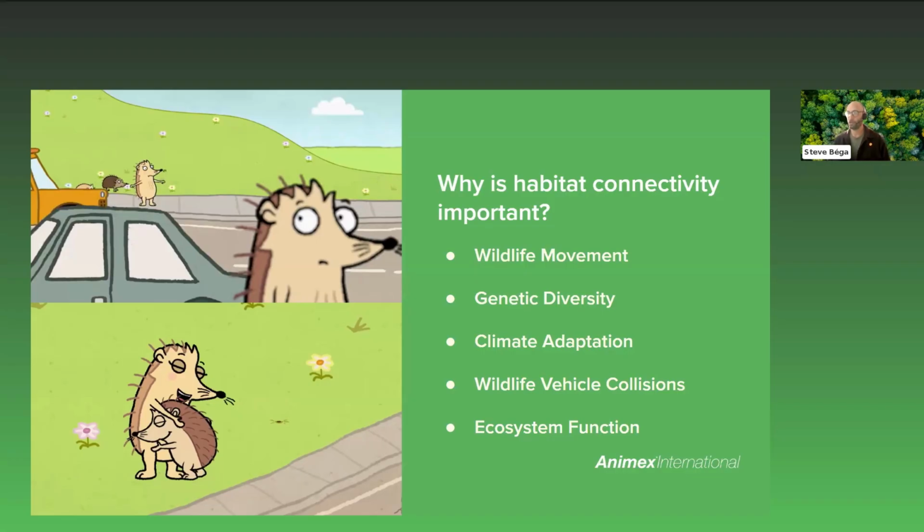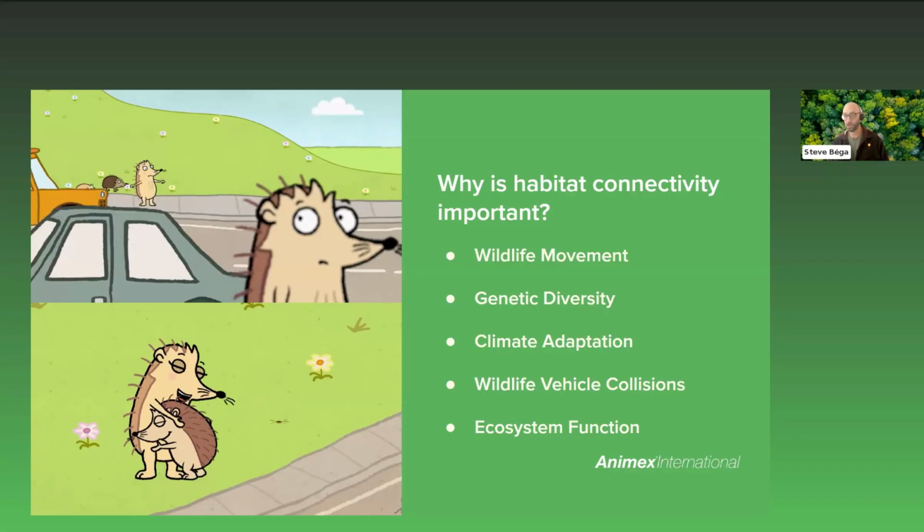Habitat connectivity obviously allows wildlife movement and migration. Connected habitats let animals move freely to find food, mates, and suitable breeding or nesting areas. It supports genetic diversity. Movement between populations reduces inbreeding and maintains healthy, resilient gene pools. It enables climate adaptation. As climate conditions shift, species can relocate to more suitable environments if landscapes are connected.